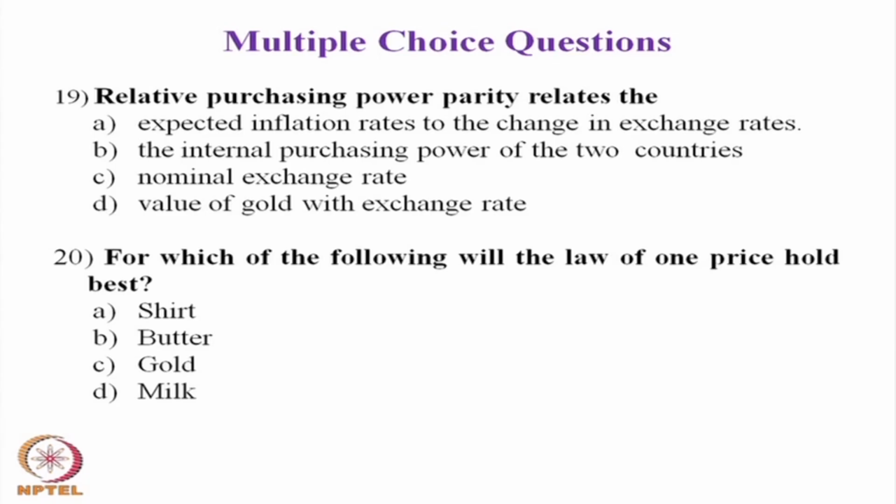The law of one price generally holds best for gold. The purchasing power parity, the law of one price, held good for, or best for, gold only. So, here question number 20, the answer is C.